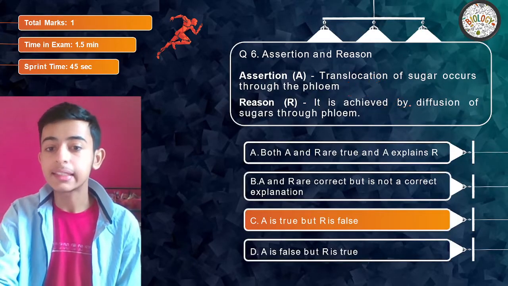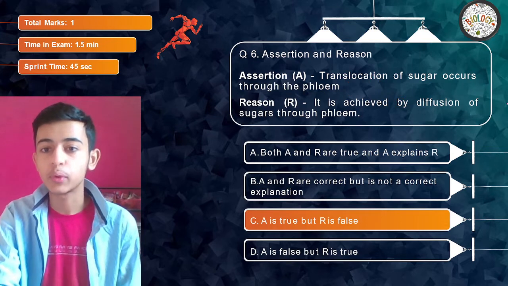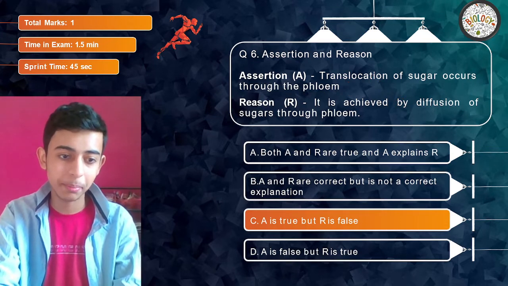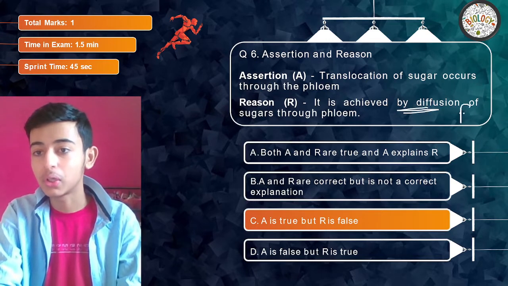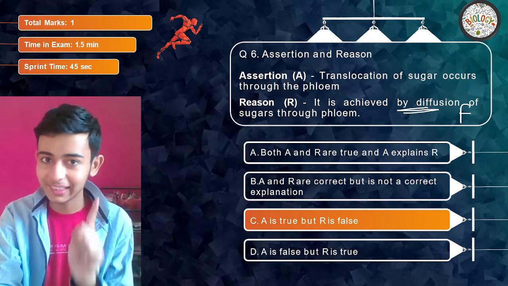Your time's up. The answer is assertion is true, reason is false, because it is not achieved. Let me change the pen. Okay, this is not achieved by diffusion. No, not at all. Clear?